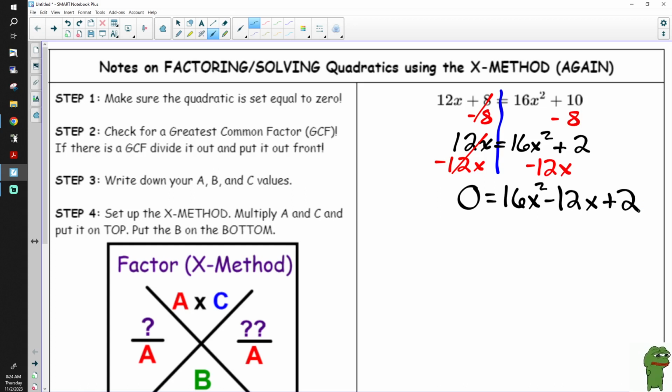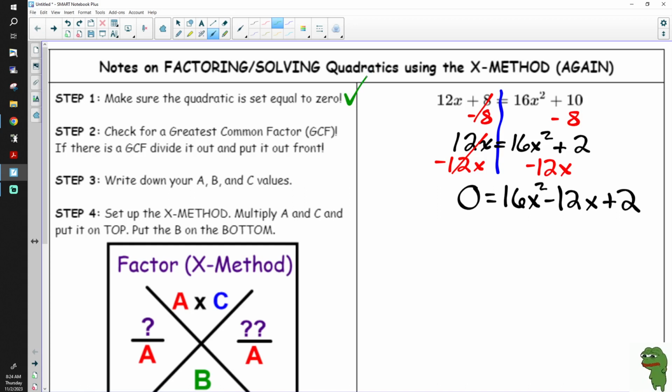And now my quadratic is equal to 0, and now I can begin the rest of the factoring process. Sometimes your problem will already be equal to 0, and you don't even have to worry about this. But sometimes you do have to do it. But that's step 1 done. Check mark. Yay. Step number 2.